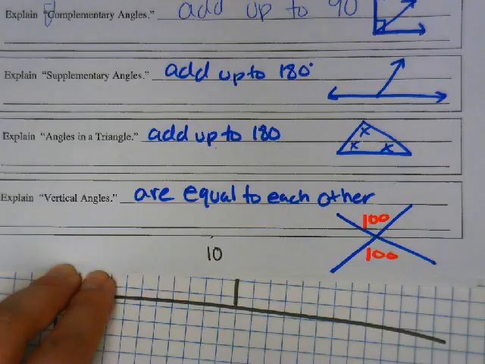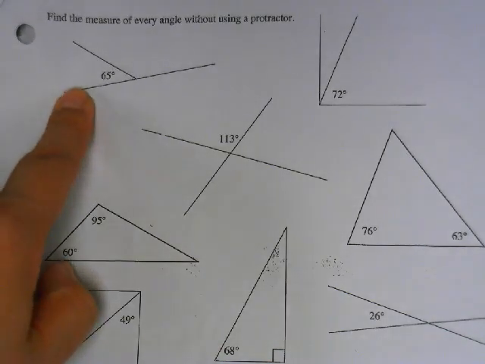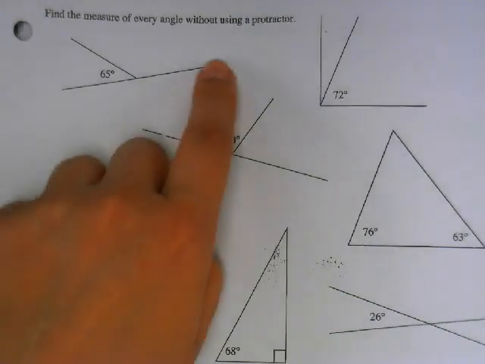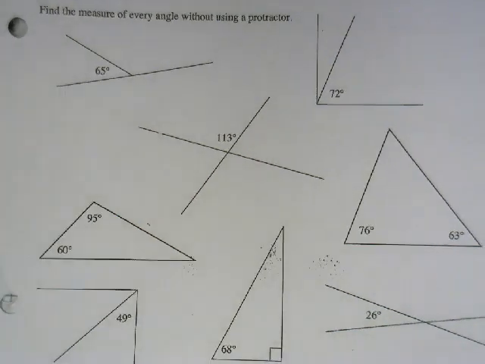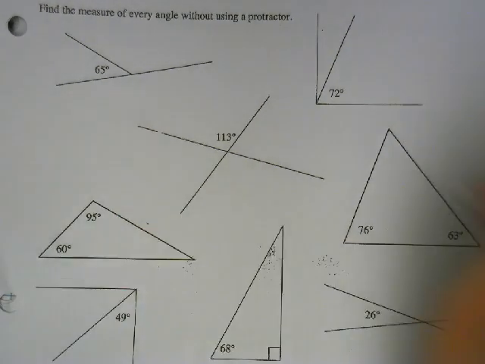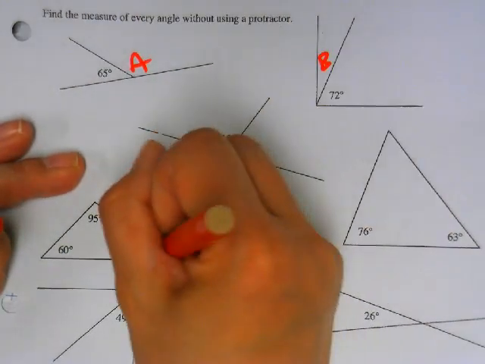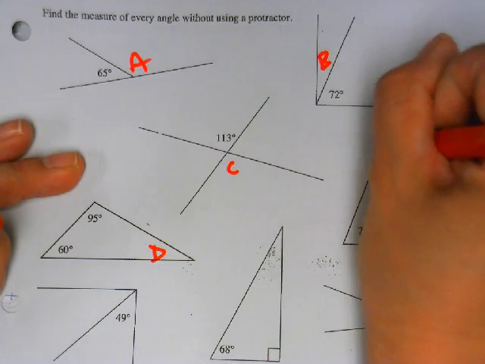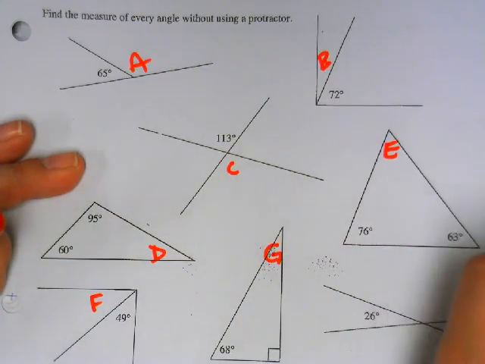Now, using all of this information, we're going to solve for these. What does number 1 look like? Number 1 looks like a straight line. So, supplementary. So, I'm going to label this. This is going to be A, B, C, D, E, F, G, and H.